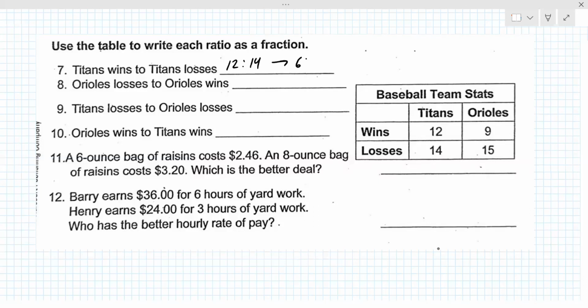Okay, like it. Now go the other way. Orioles losses to Orioles wins. 15 to 9. Okay, and does that reduce? No. Oh, 3 will go into it. So divide it by 3, and that equals 5 to 3.